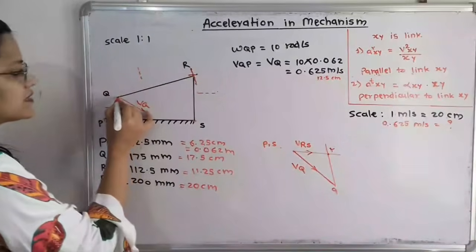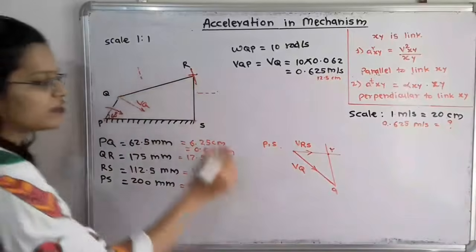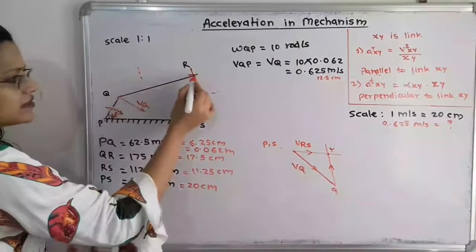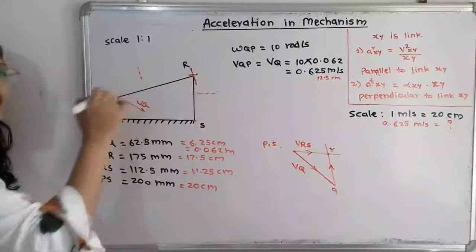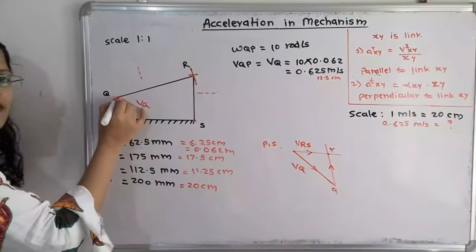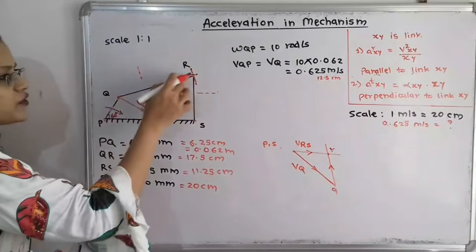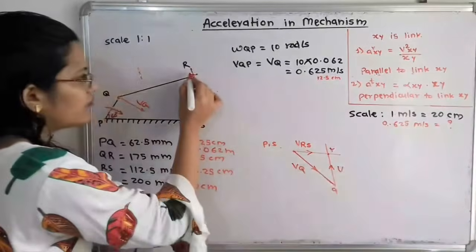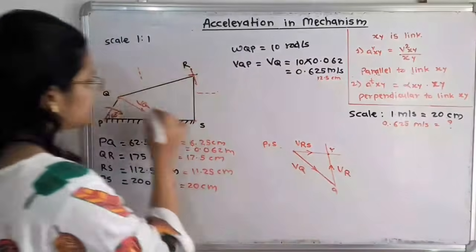Then here the initial point is Q and final point is R. So I will show arrow. This link will indicate the velocity of R with respect to Q, because initial point is Q and about this point Q, R is getting rotated. So here I will show velocity of R with respect to Q.